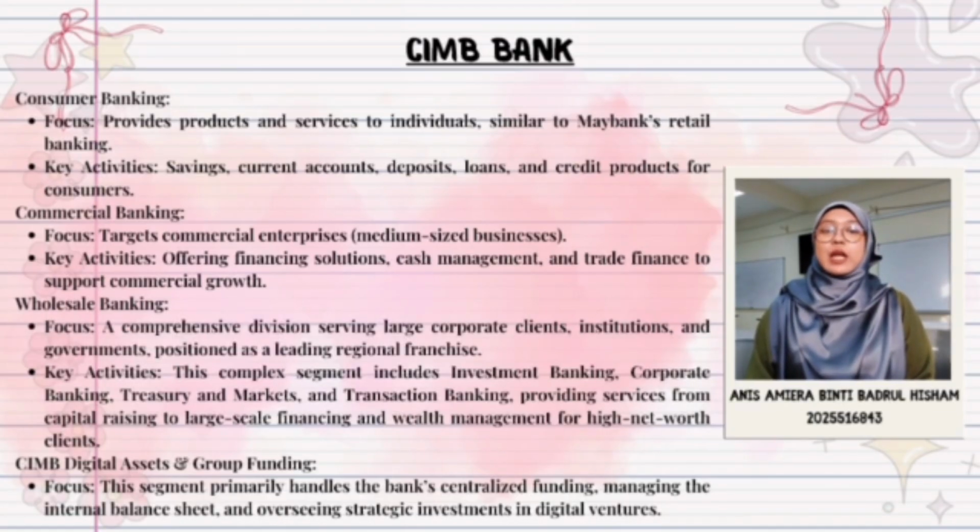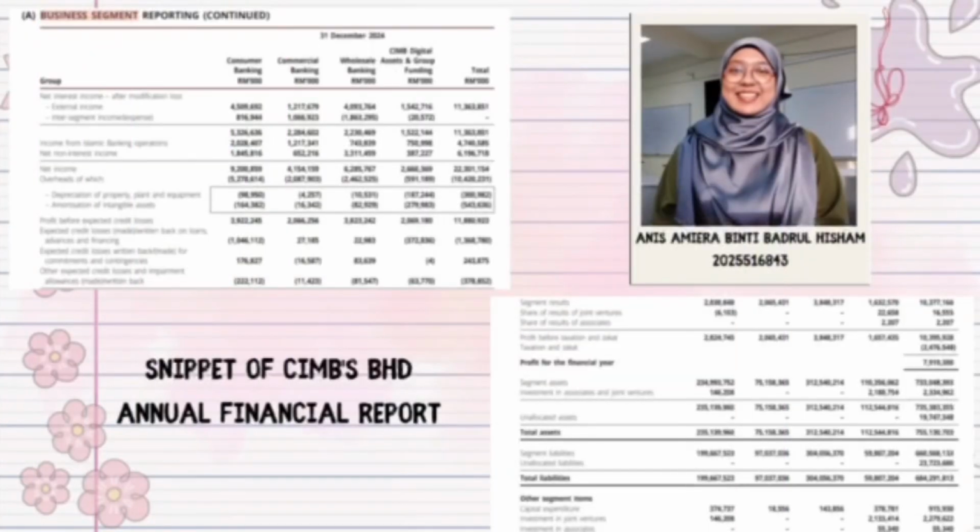Finally, CIMB Digital Assets and Group Funding manages our centralized balance sheets and strategic funding, while also overseeing key investments into future digital ventures. These four strategically defined segments ensure CIMB maintains a specialized focus and robust market presence across the entire financial ecosystem. This is the snippet of CIMB Berhad's Annual Financial Reporting Report.